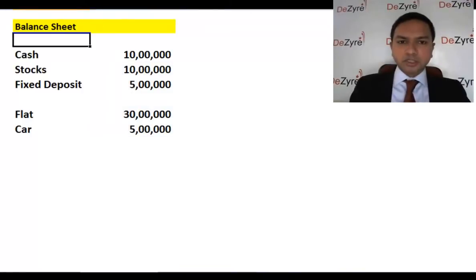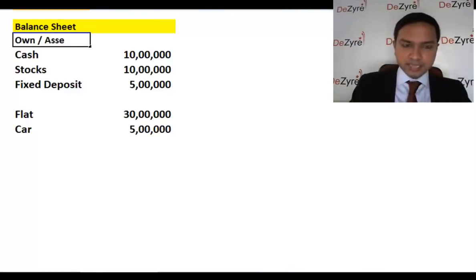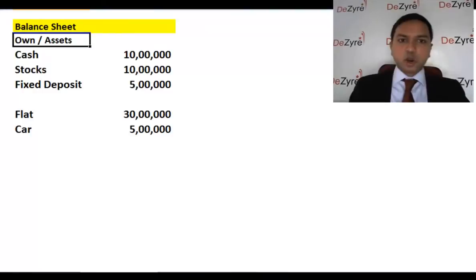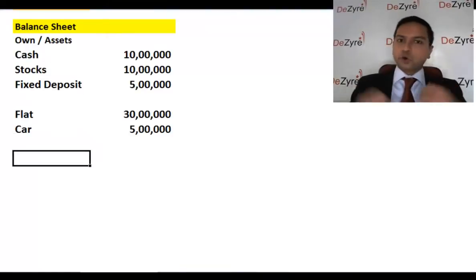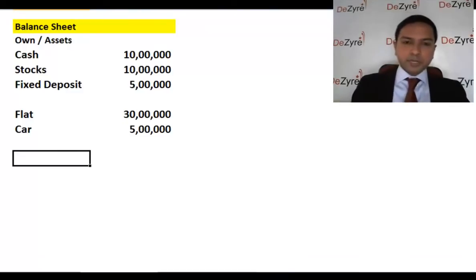So these are all the things that you own. In corporate finance terms, these are called your assets. These are what you own, these are your assets. Now you also owe money, right? You probably owe, let's say, your house loan.